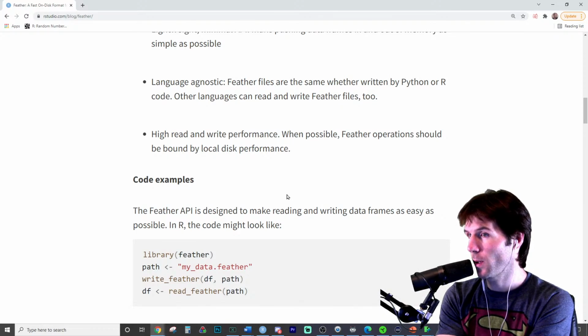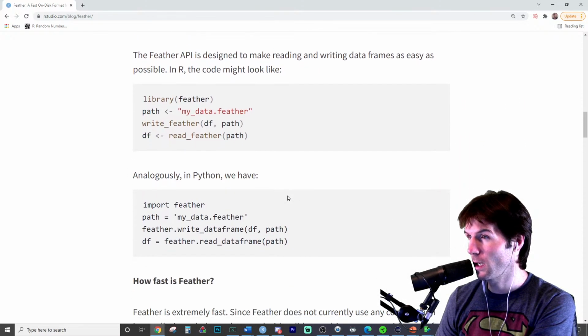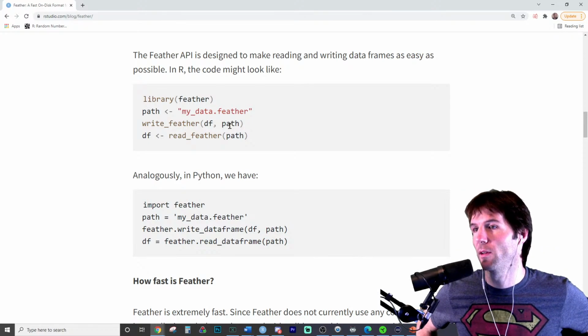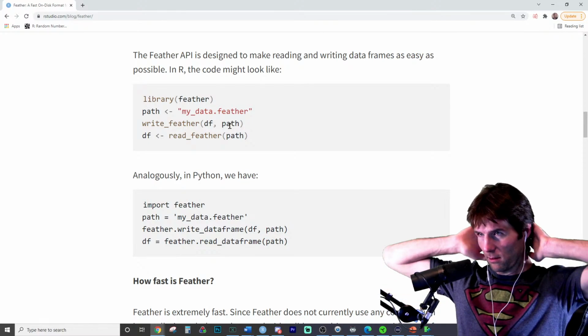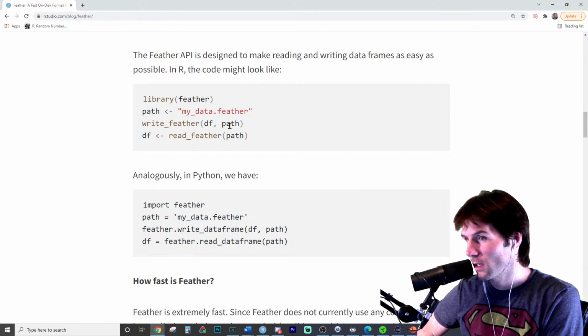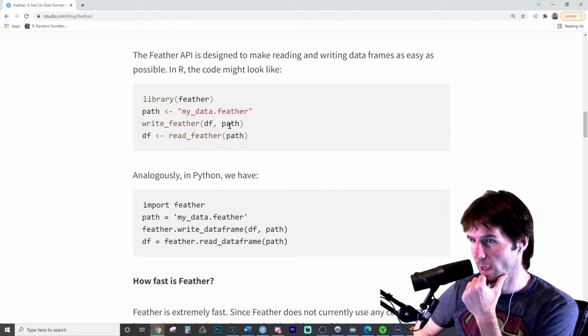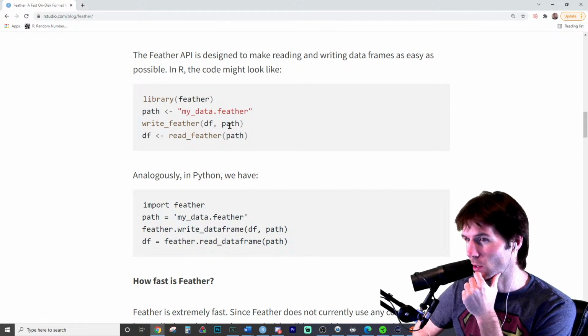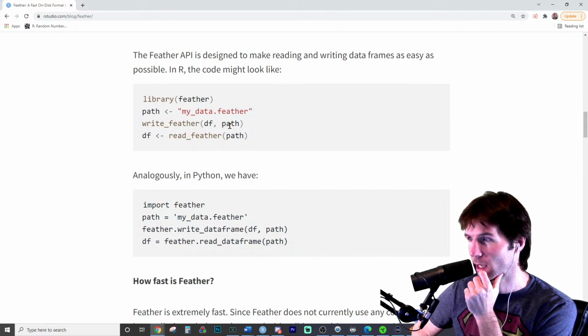Feather operations should be bound by local disk performance. Makes sense. The Feather API is designed to make reading and writing data frames as easy as possible in R. The code might look like this. Library feather. They always do the path that way. People always do the path. Write feather. Oh, wait. And then you read it? That's just such a weird way. I don't like that way of doing it. Analogously, in Python, we have the path being saved into this. I always hate the way Python looks, because they're calling it like the package right there, right? The feather dot. If you want, we'll do an example.